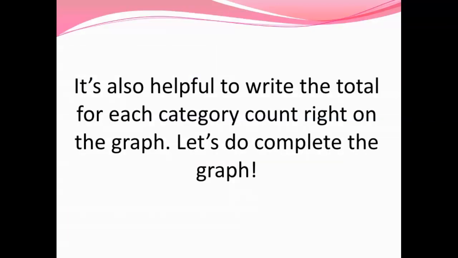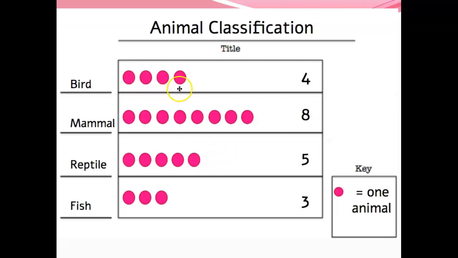It's also helpful to write the total for each category count on the right of the graph. So let's do that and complete the graph. So I had 4 birds, I put a 4. 8 mammals, there should be 8 circles, 1, 2, 3, 4, 5, 6, 7, 8, and the number 8. 5 reptiles, 1, 2, 3, 4, 5, and the number 5. 3 fish, 1, 2, 3, and the 3.